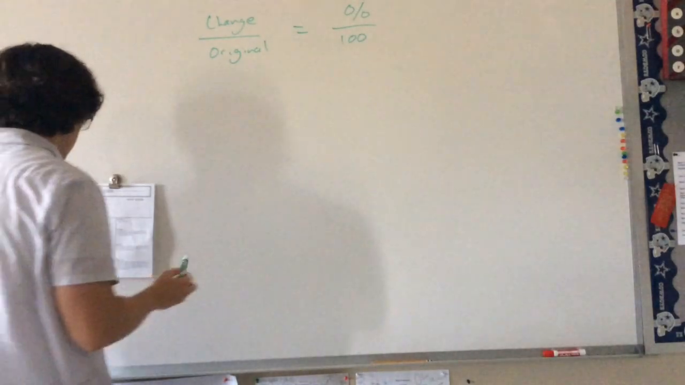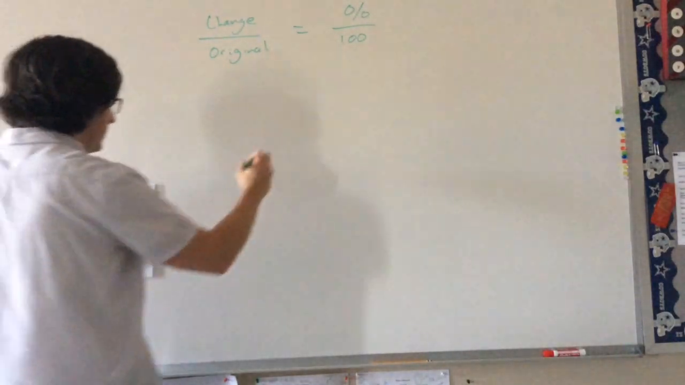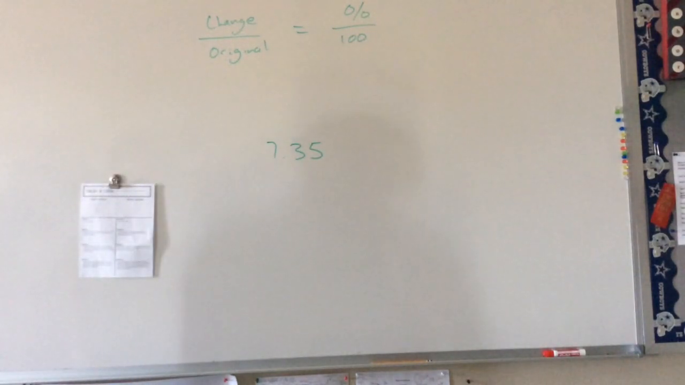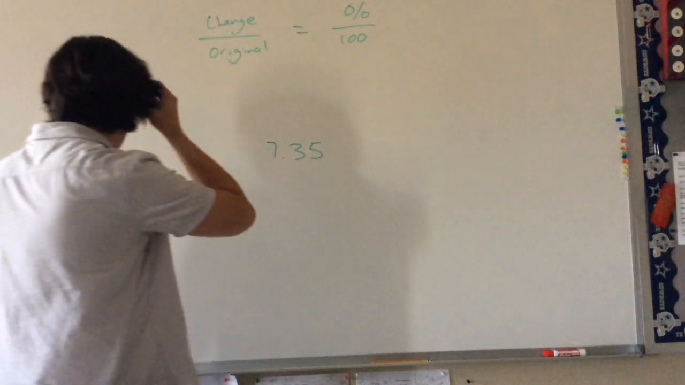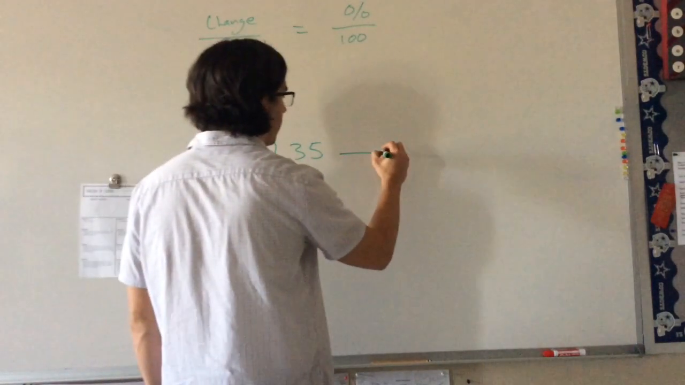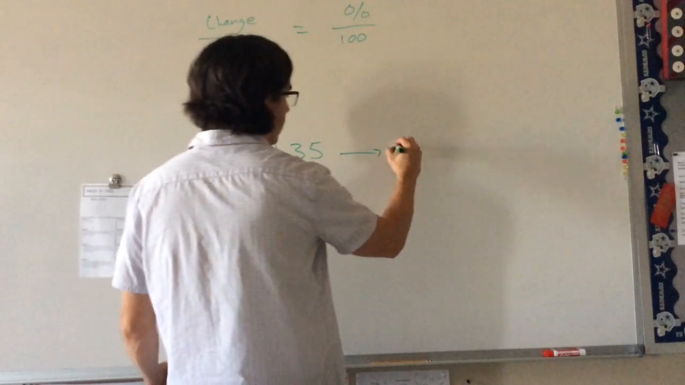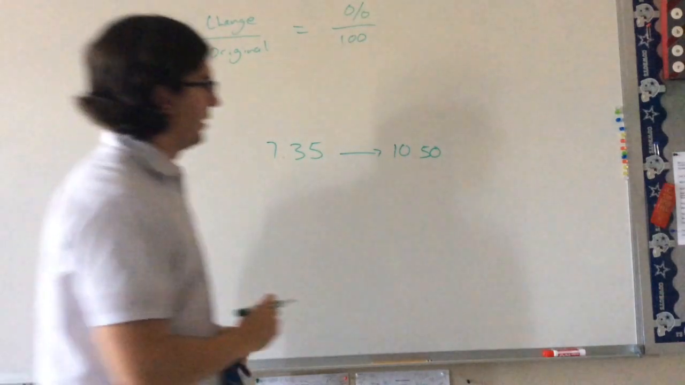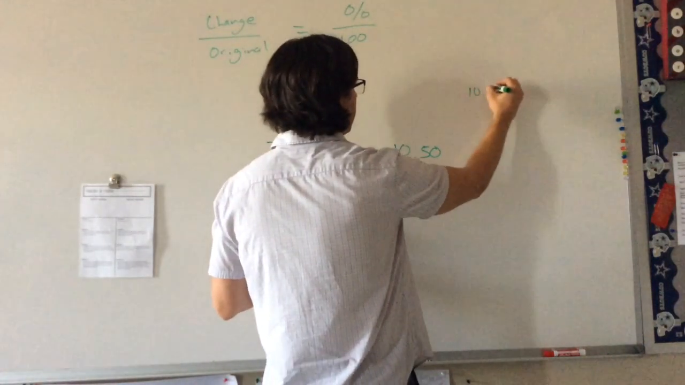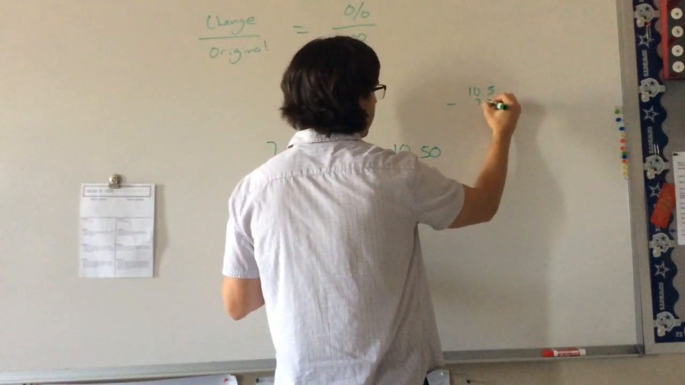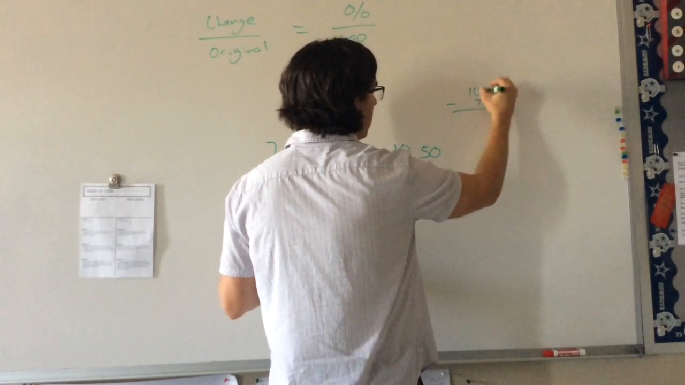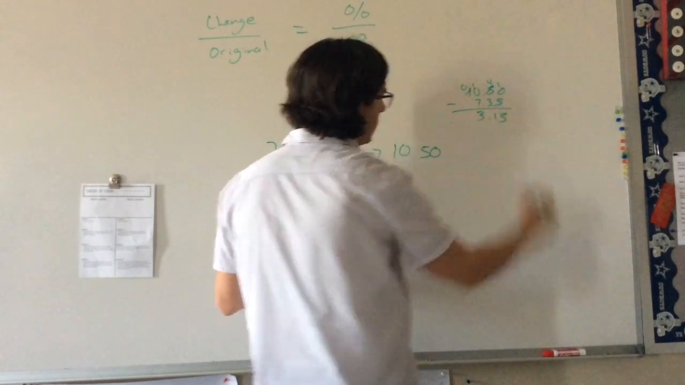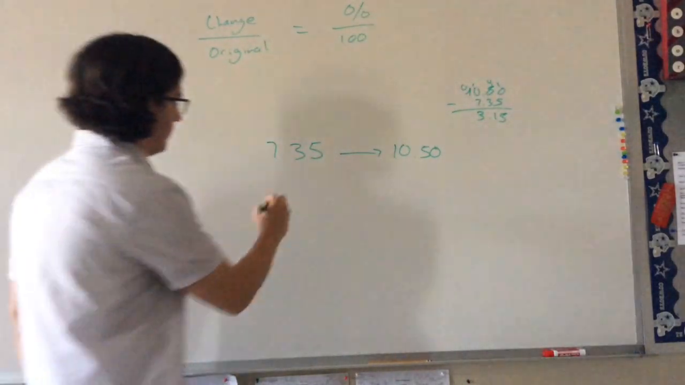Okay, another one here. Carlos used a coupon and paid $7.35 for pizza that normally cost $10.50. Find the percent of the discount. Okay, so this one's gonna look a little bit backwards, so just bear with me on this one. We're still gonna find the change the same way, so I'm gonna do 10.5 minus 7.35. So it's $3.15 is the change.